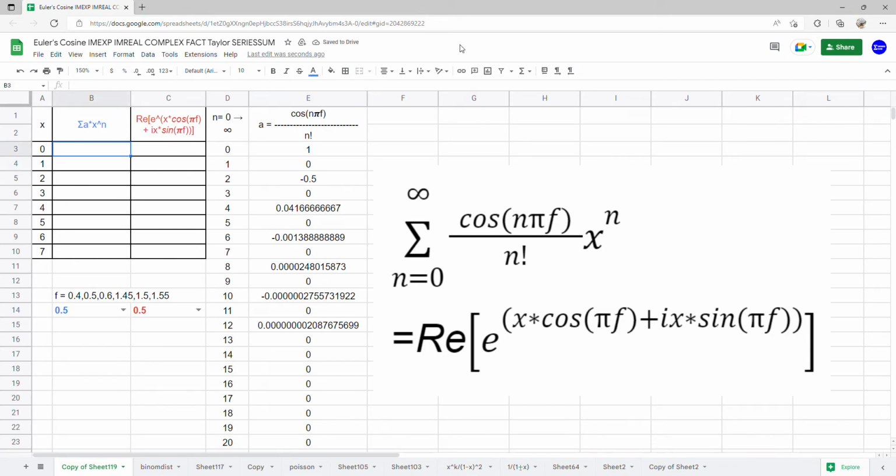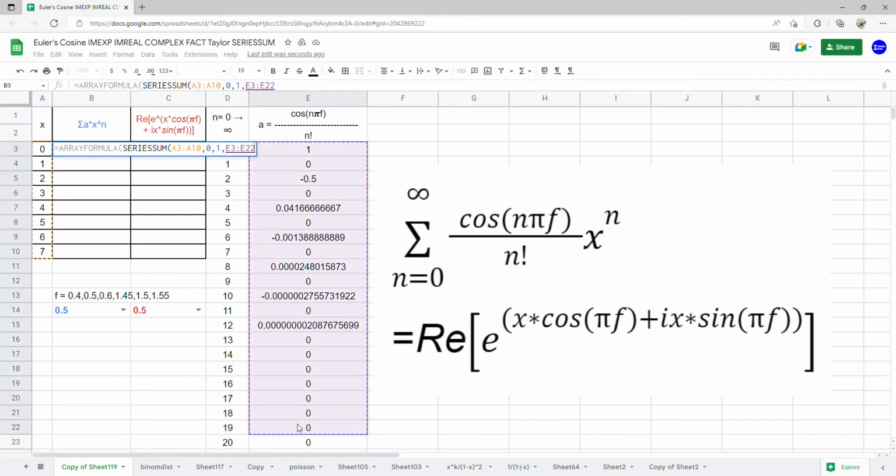Now we can complete the expansion. So array formula, series of the x values raised to the power n, where n starts from 0, incremented by 1, and the coefficient will be this range.